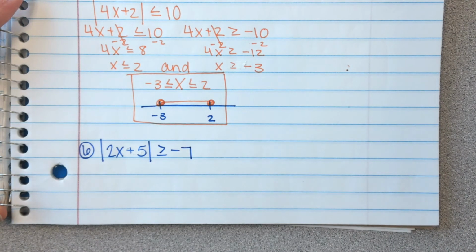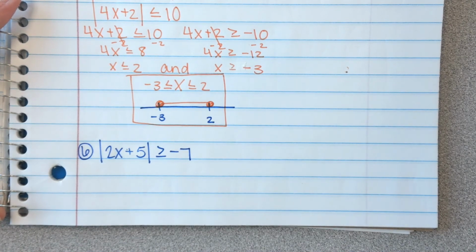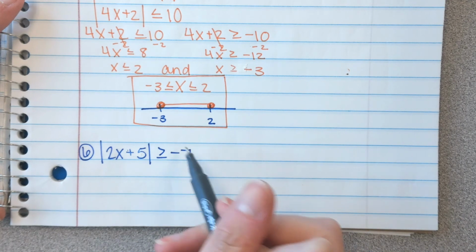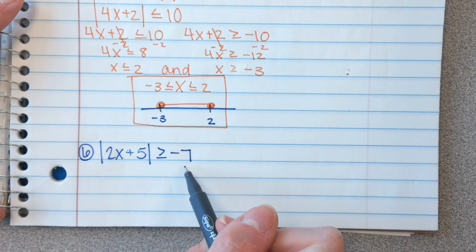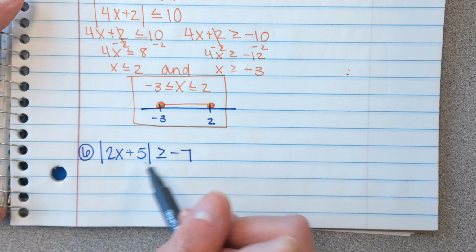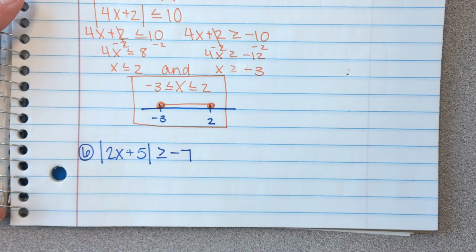Okay, so here's number 6. We have the absolute value of 2x plus 5 is greater than or equal to negative 7. So this one is similar to number 5. There's something about this that should make a little alarm go off in our brains. It should make us think about things for a second. And it's that negative. Before in equations, we couldn't have absolute value equal to a negative. But since we have the inequalities, it's a little bit different.